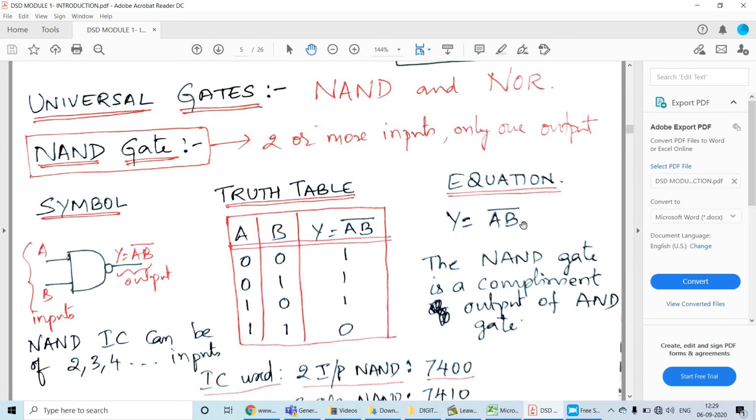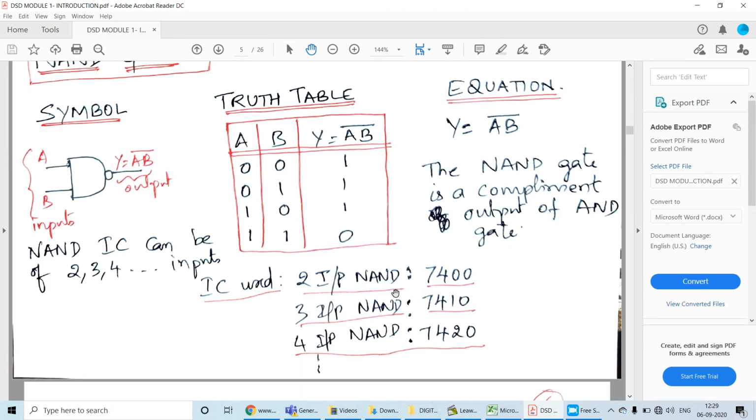Now what is the IC which is used for the NAND gate? In the lab we have 2 input, 3 input and 4 input NAND gates. I will show you once we meet in the lab. It is 7400 for 2 input, 7410 for 3 input and 7420 for 4 input. So we have 2 input, 3 input and 4 input NAND gates in the lab and so on.